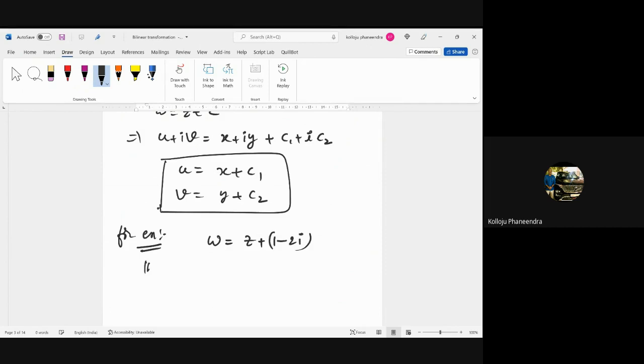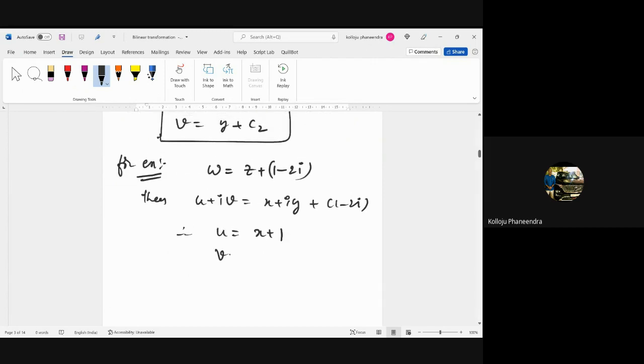Okay. Then Z equal to 1 minus 2i. You take some points on this one also, doesn't matter. That is U plus iV equal to X plus iY plus 1 minus 2i. Therefore, what is U equal to? X plus 1. And what is V equal to? Y minus 2. This implies what is X equal to? U minus 1. Okay.